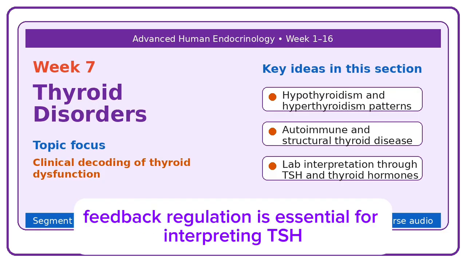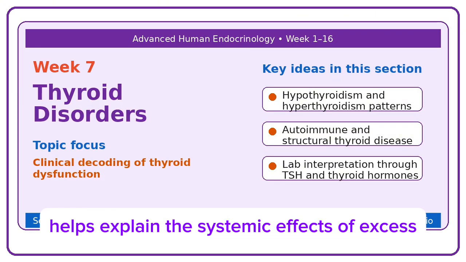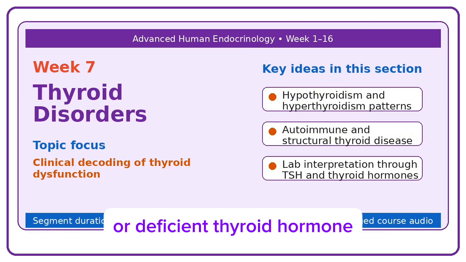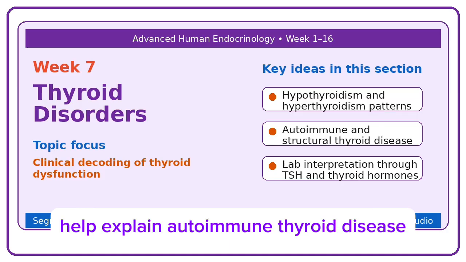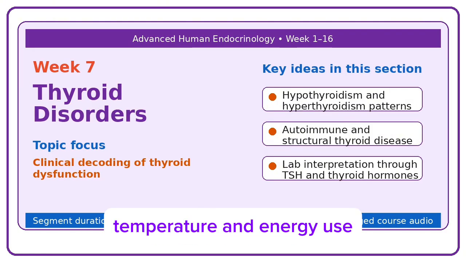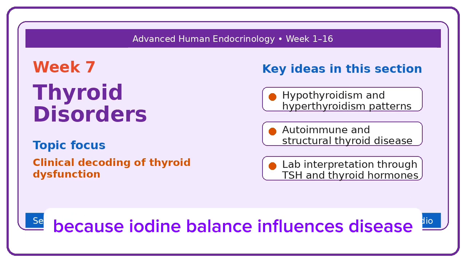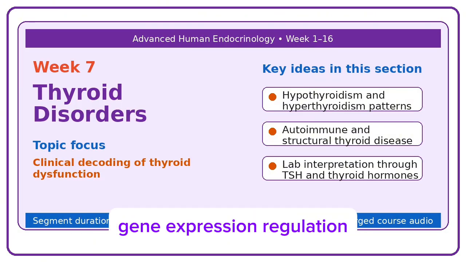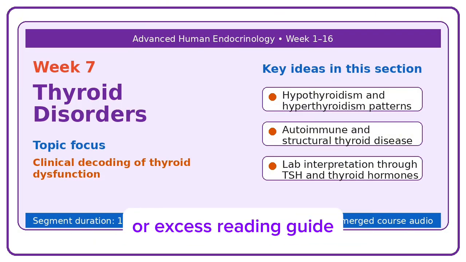Biochemical concepts. Feedback regulation is essential for interpreting TSH and thyroid hormone patterns. Receptor-mediated hormone action helps explain the systemic effects of excess or deficient thyroid hormone. Protein and immune interactions help explain autoimmune thyroid disease. Metabolic pathway integration explains why thyroid disorders affect weight, temperature, and energy use. Membrane transport and iodide handling remain important because iodine balance influences disease. Gene expression regulation helps explain the broad tissue effects of thyroid hormone deficiency or excess.